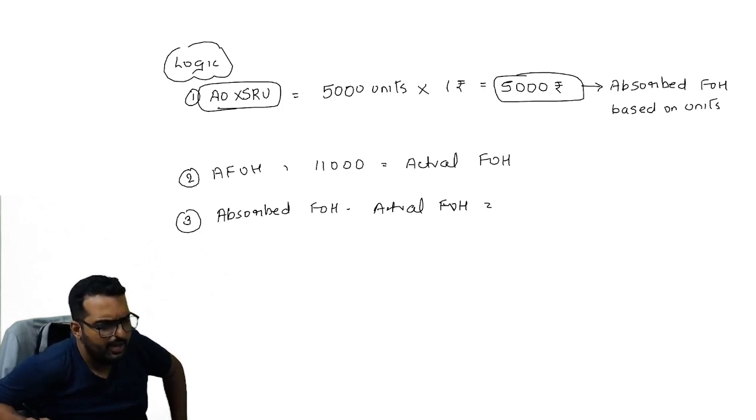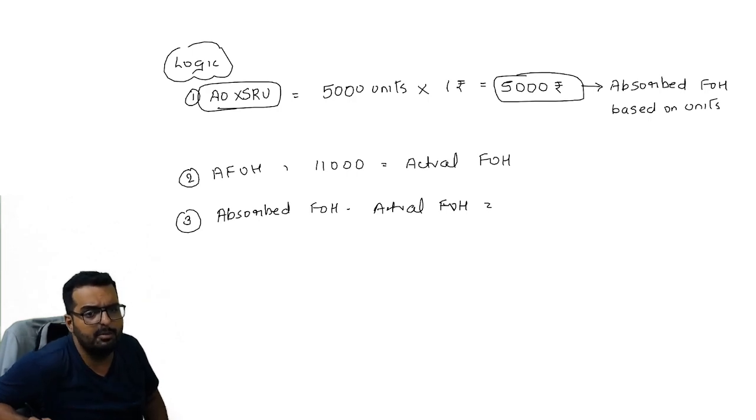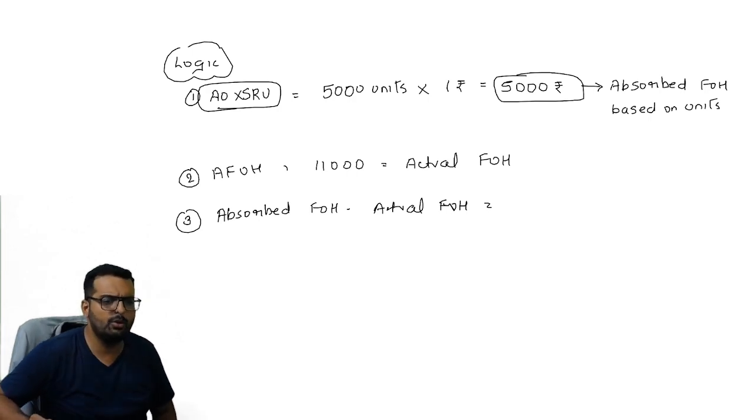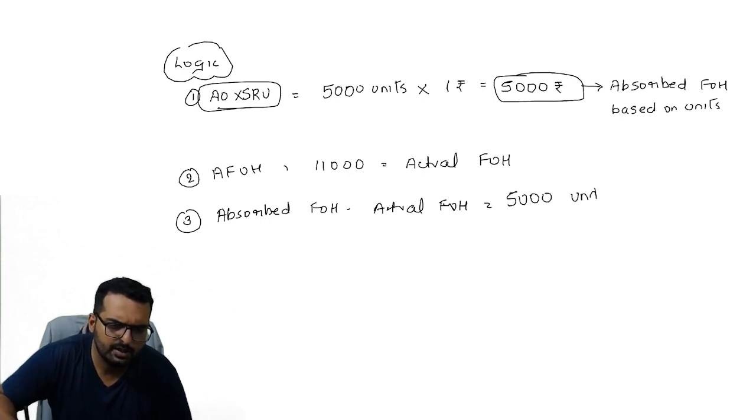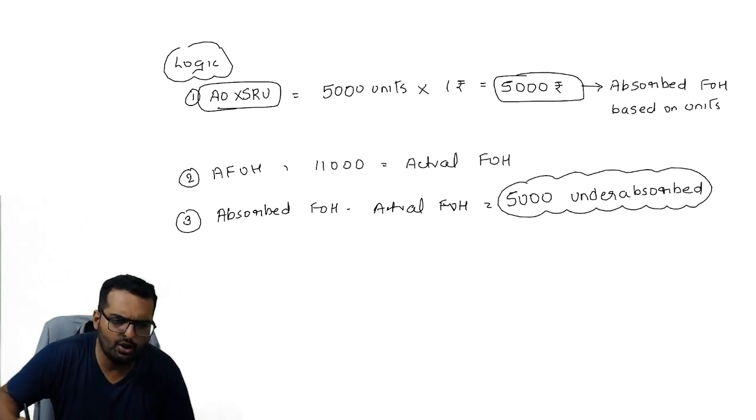Yes or no? So now tell me here, is it under absorbed or over absorbed? Overhead incurred is 11,000. Absorbed is only 5,000. Is it under absorbed or over absorbed? Here it is 5,000, under absorbed. Everybody clear with this? So this under absorbed is a loss, over absorbed is a profit.